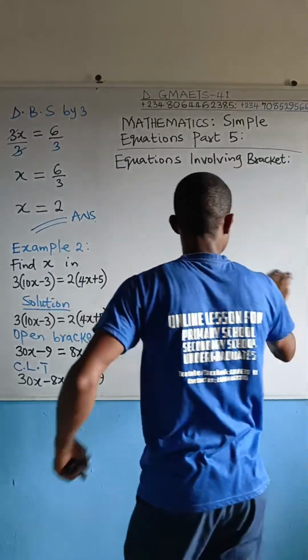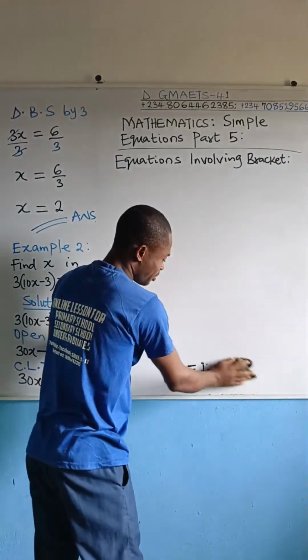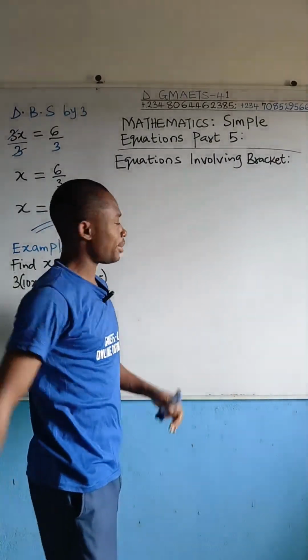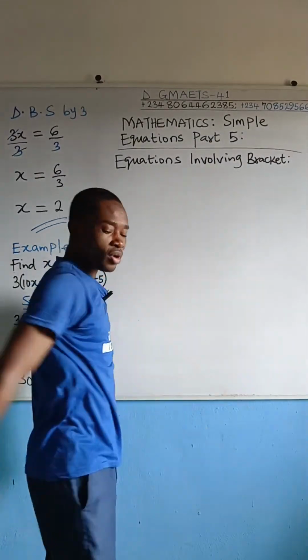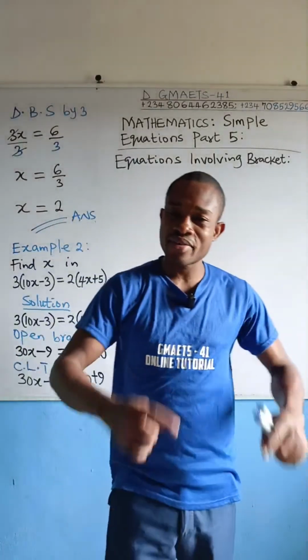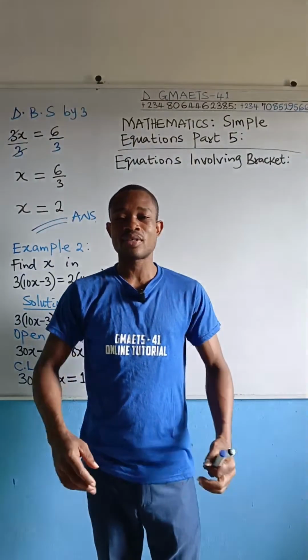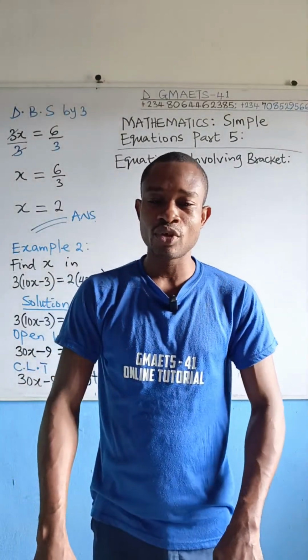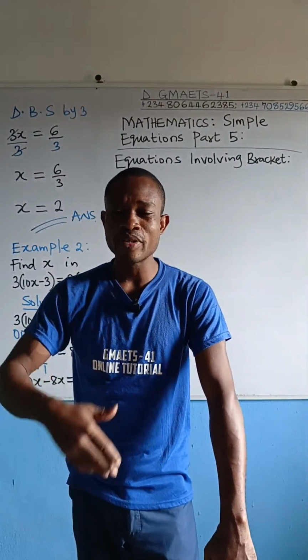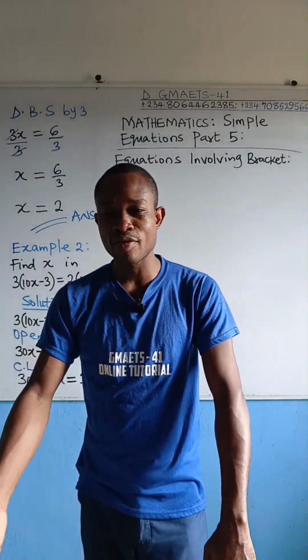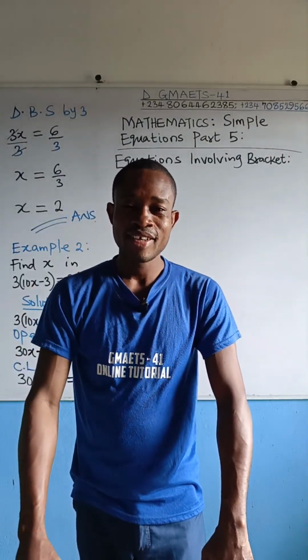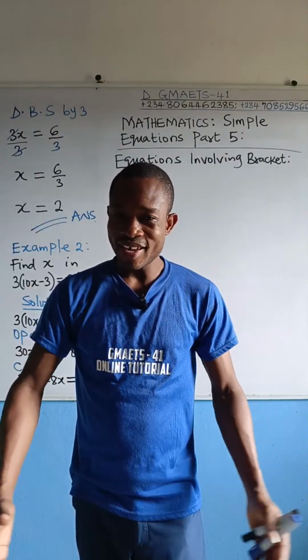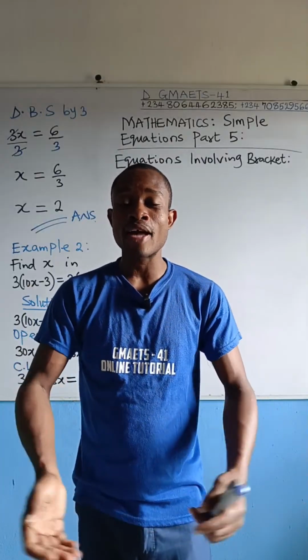This is interesting. So you see, maths is very simple. And like I've said, maths is a game. If you follow the GMAETS41 basic class regularly, you will enjoy all these things. So my dear friends in basic level of learning, basic 4, basic 5, basic 6, basic 7, basic 8, basic 9, don't joke with this, okay? Enjoy maths. It's for your own good.